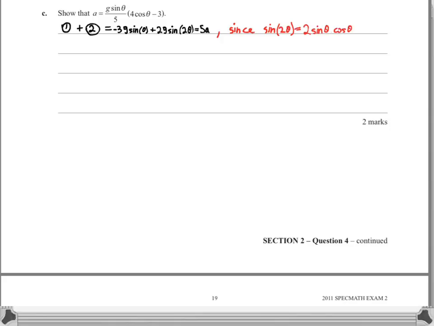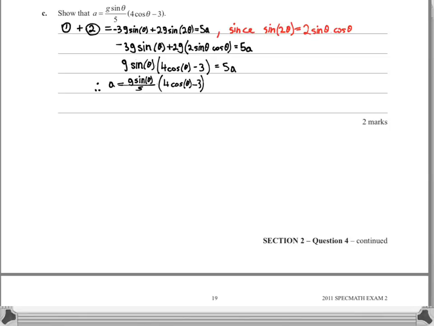Now, I know a trig identity, a double angle formula for sine of 2 theta. There it is, and we're going to apply this one. And I get it in this form. There it is. My sine 2 theta becomes 2 times sine theta times cos theta. And now I've got 2 terms, that term and that term, with a common factor of sine theta. So let's factorize that out with also a common factor of the g. And what's left is there it is, 4 cos theta minus 3. And that's equal to the right hand side 5a. And transposing 5a, we get our expression.